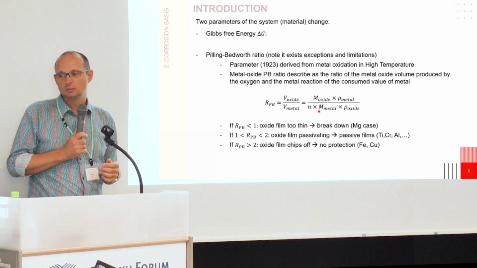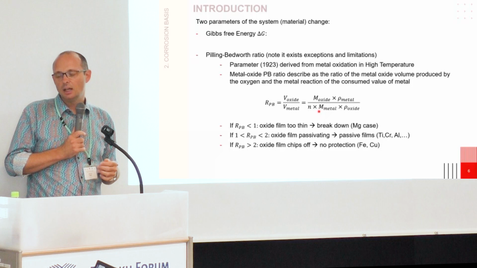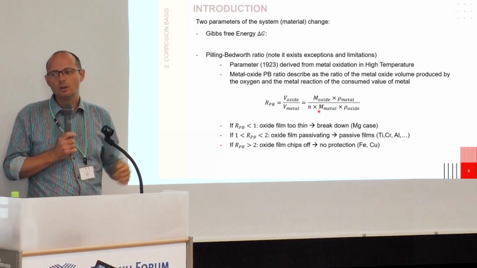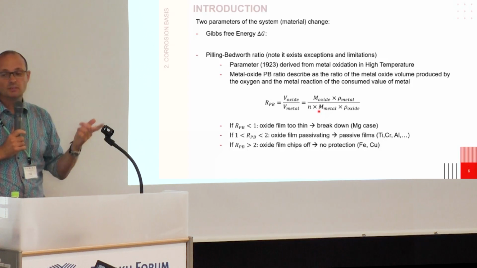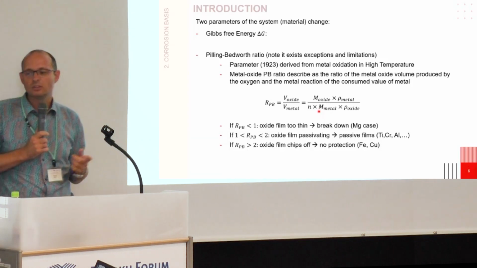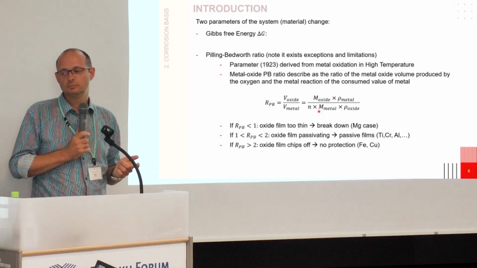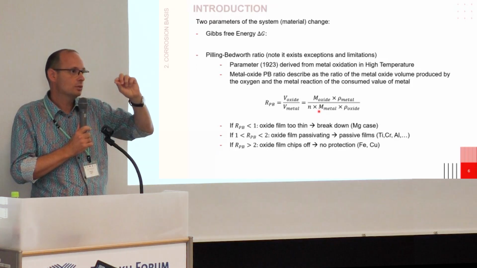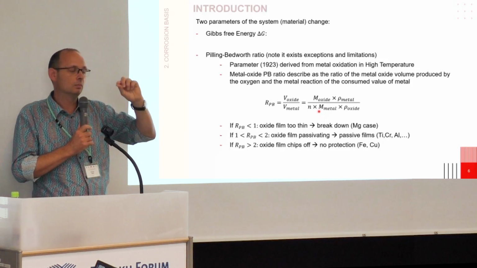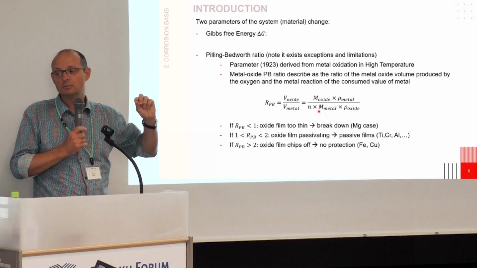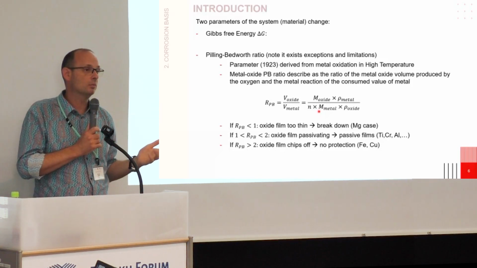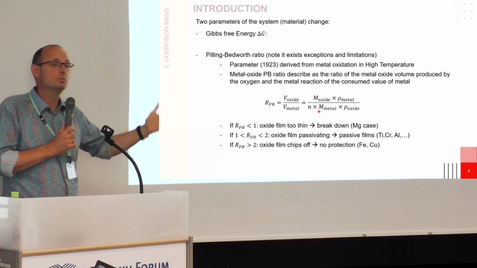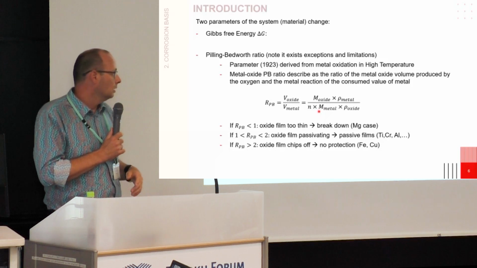And if you get a ratio below 1, okay, the consequence of this ratio, sorry, it will be that the oxide film will be too thin. So that means the oxide layer will not be sufficient to protect the material. So you may have a breakdown of your material. So in the case of magnesium, you will see that magnesium will corrode.